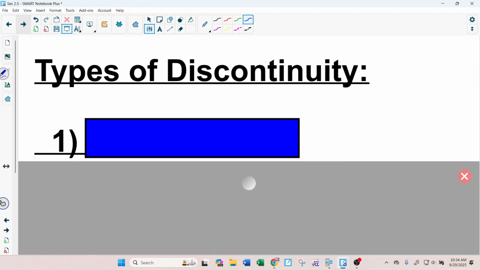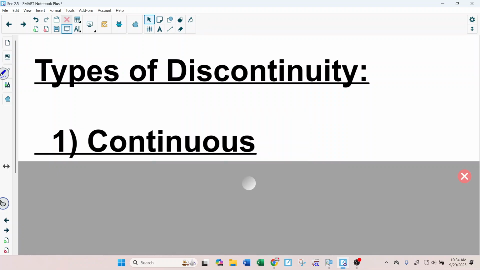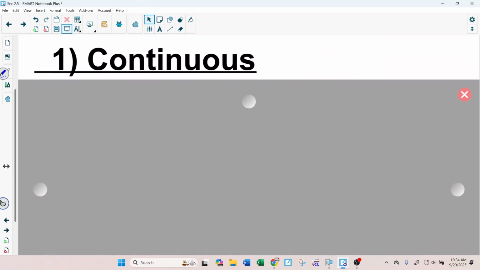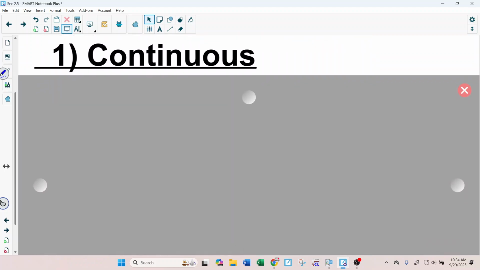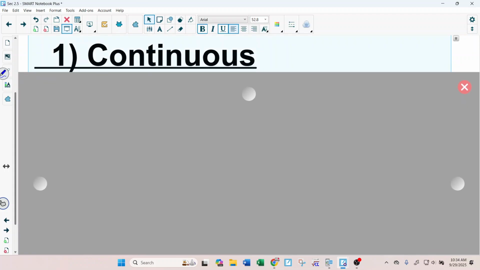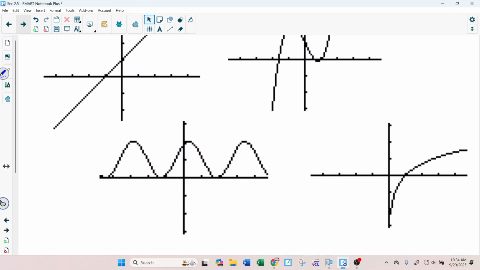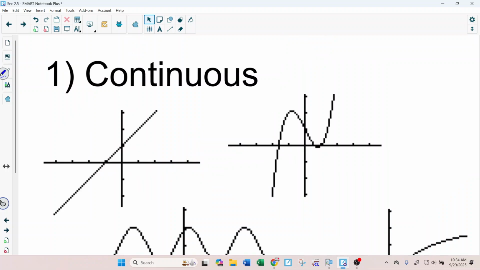Now, I copied this out of the book. I don't like the way they do it, but we'll just go with it anyway. So, types of discontinuity. And here's the first type. It's not really a type of discontinuity. A function can be continuous. So these are kind of like things that can happen. One, you could have a continuous function. So you have a function that you can graph without lifting your pencil, right? All of these kinds of graphs are continuous.